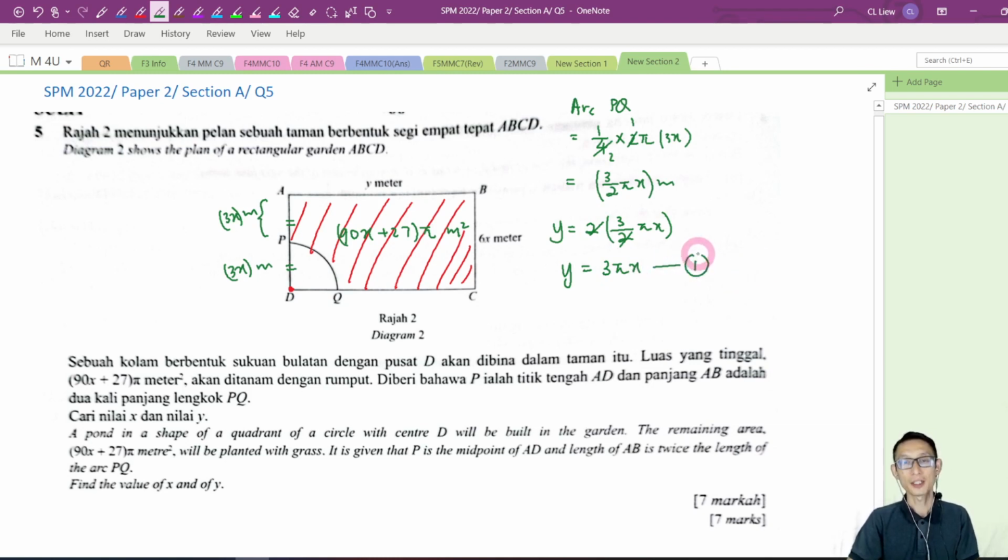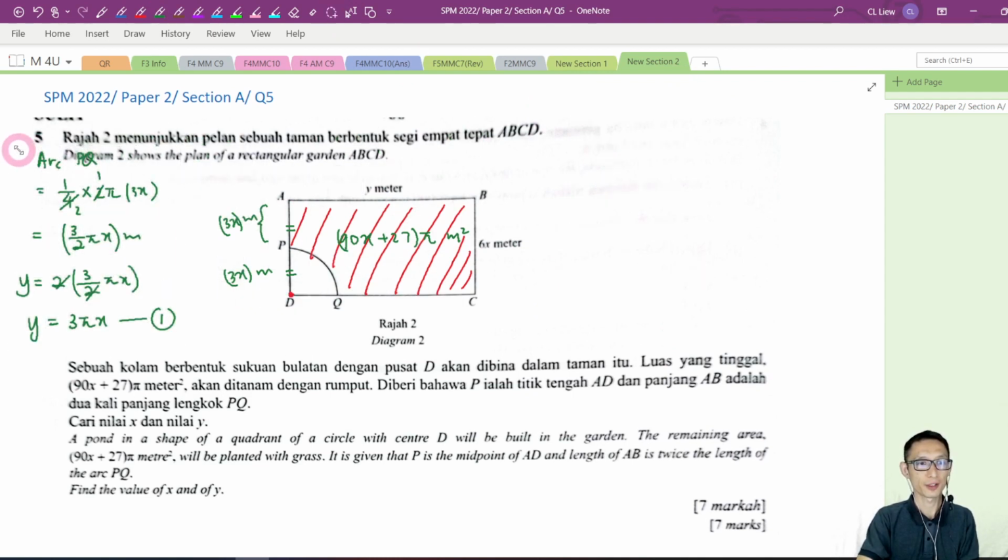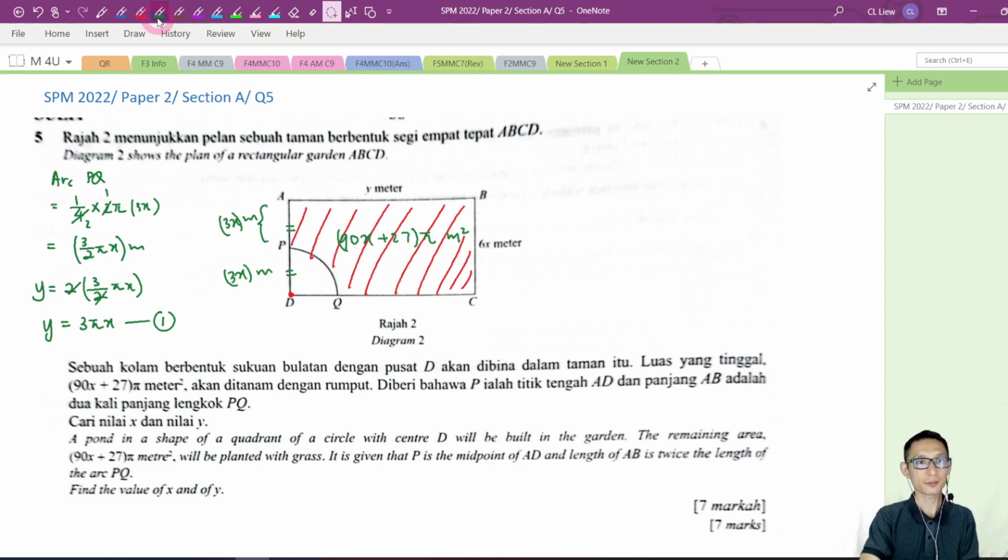This one will be the first equation. Now we are going to form the second equation. The remaining area here is 90x plus 27 pi meters. So how do we get the remaining area? We find the area of the rectangle minus the area of a quadrant, right? Let me bring this one to this side. So how do we get the area of this rectangle? 6x times y, right? So 6xy minus the area of this quadrant.